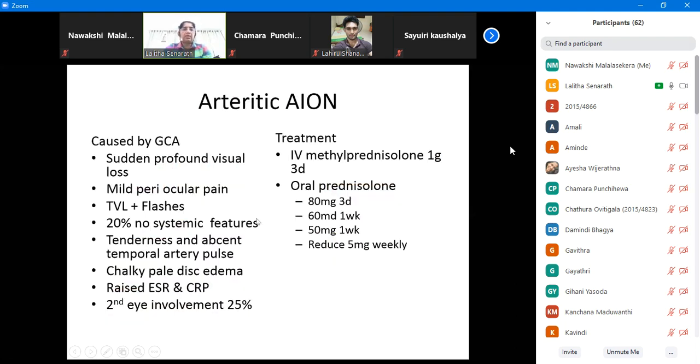This is the arteritic ischemic optic neuropathy, common with giant cell arteritis: sudden profound loss of vision with pain and the signs of giant cell arteritis involvement. You get temporal artery tenderness, jaw claudication, thickening of the temporal artery, and diminished pulsation of the temporal artery. You know the features of giant cell arteritis. Then you have to treat those patients immediately because there's a high risk of getting the other eye also if they have giant cell arteritis. Their CRP and ESR are very high. Therefore, they have to be treated with IV methylprednisolone consecutive doses.